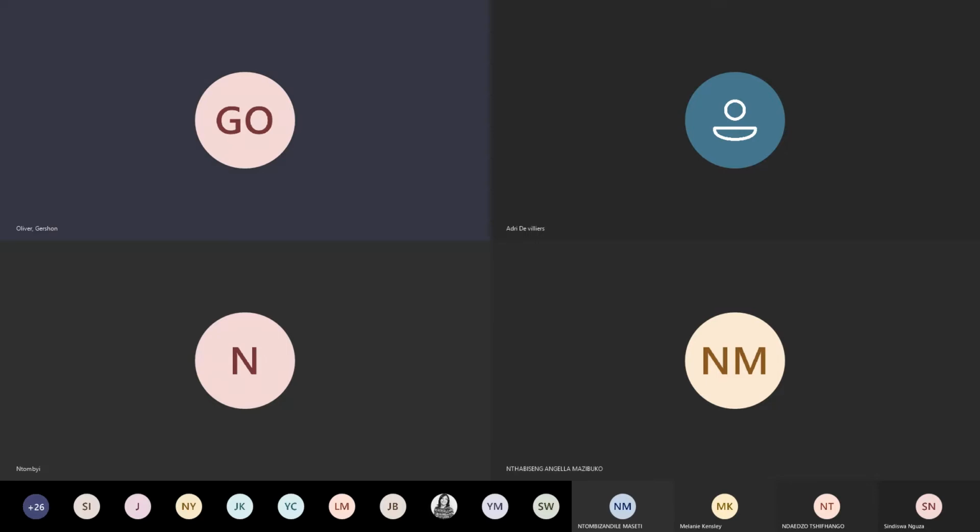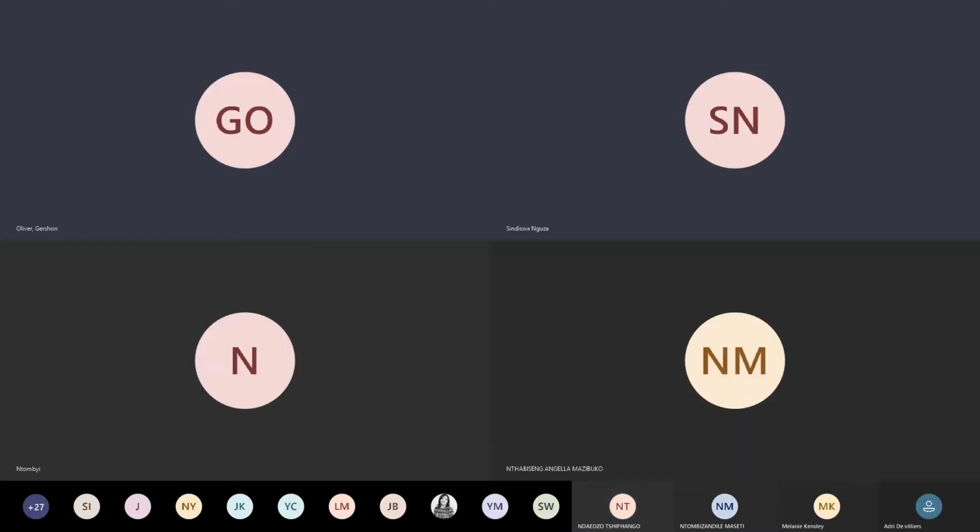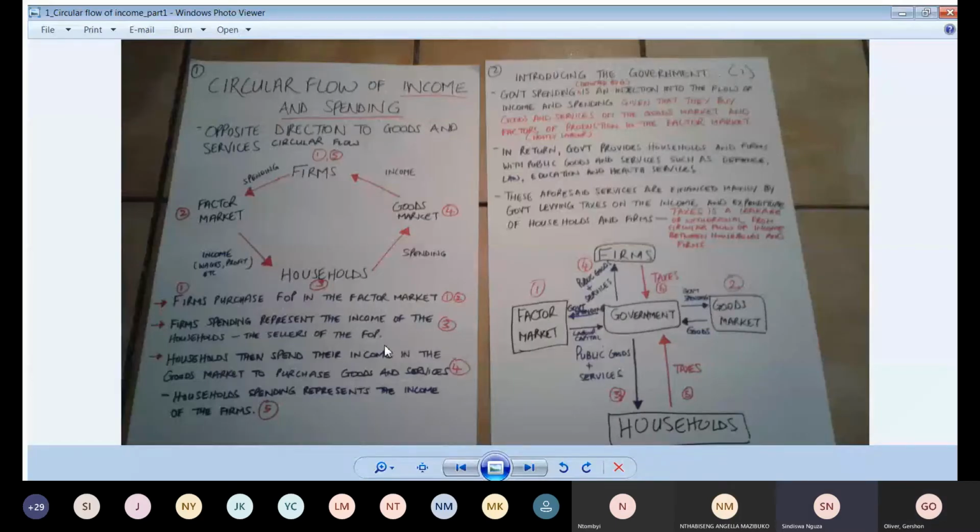I'm just trying to look for this one slide now. So what I'm going to show you now is the circular flow of income and spending. This is old 2016 slides that I had. Can everybody see it? Guys, is it good? Wait to see, it's not loading yet. Let me try again. Here we go. Beautiful. That's better. Thanks, guys. Thanks for your patience.